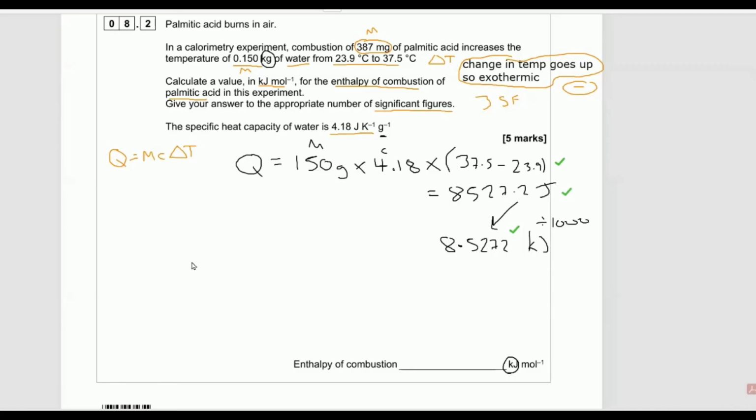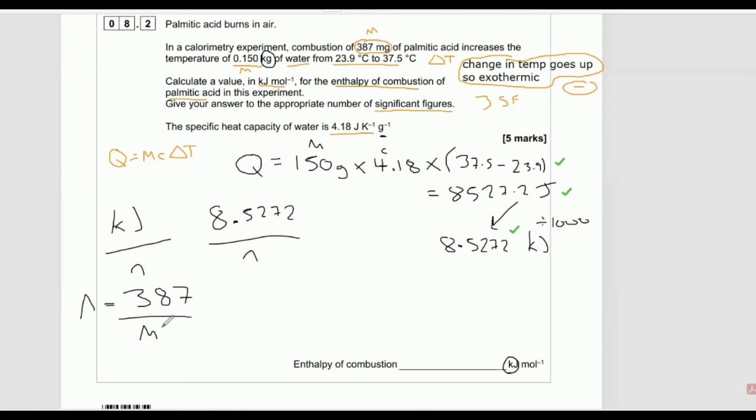So this will have picked us up at least 2 marks, possibly 3 at this stage. Now, the answer is kilojoule per mole, mol to the -1, which means kilojoules divided by moles. So I need to do 8.5272 and divide it by the moles. Now, how do I work out the moles? You know the triangle, mass over Mr equals moles. So the mass is 387 milligrams. We need it in grams. Mass is in grams in chemistry. So we're going to do 0.387 because we divide by 1,000 to turn into grams. So 0.387 grams over the Mr of palmitic acid.